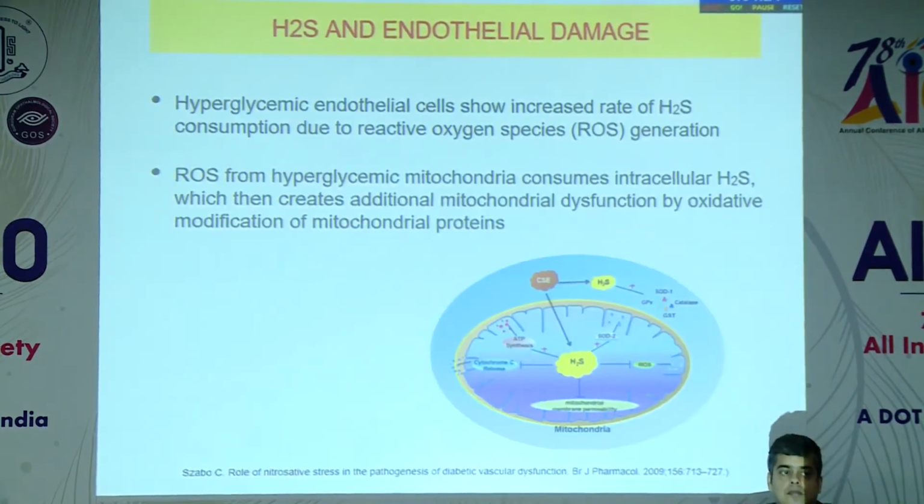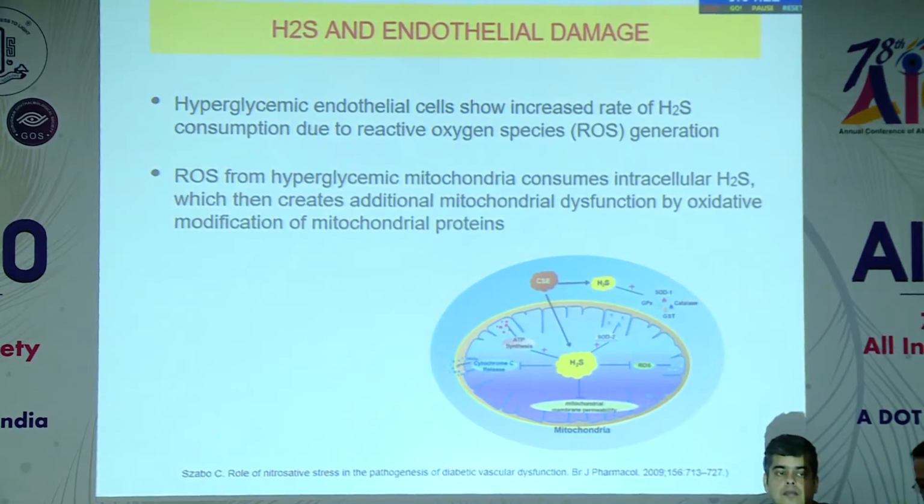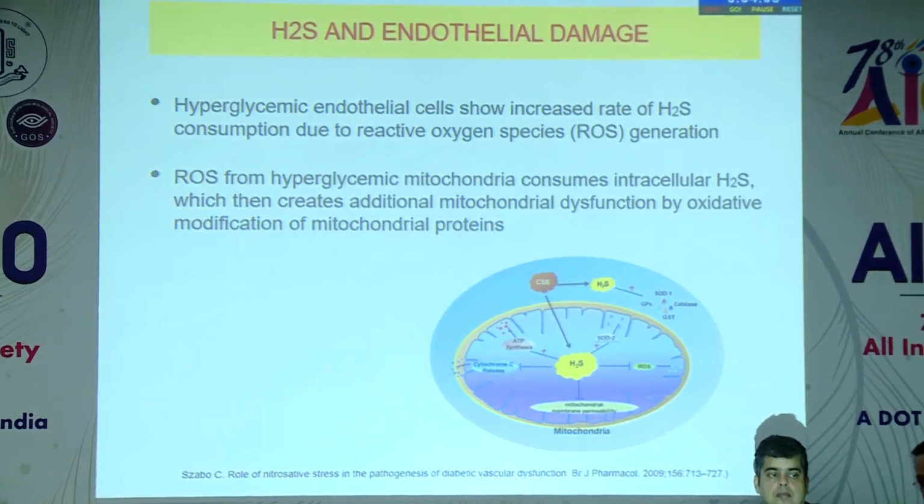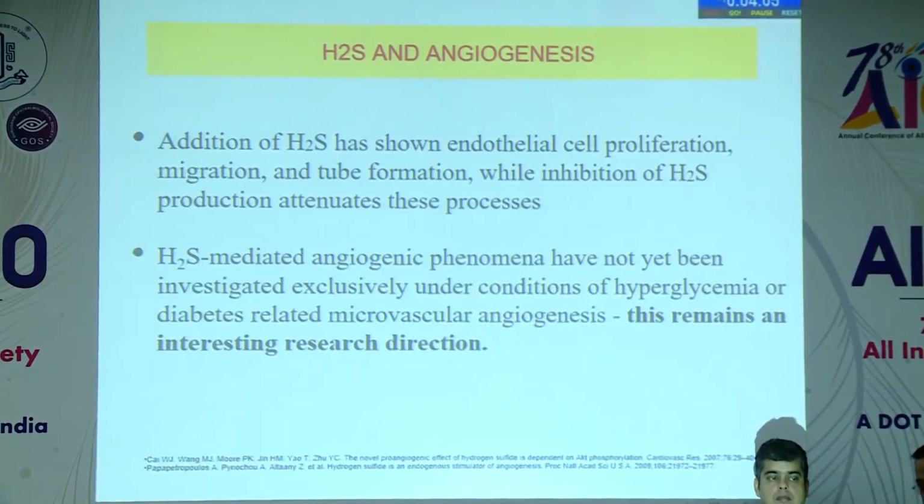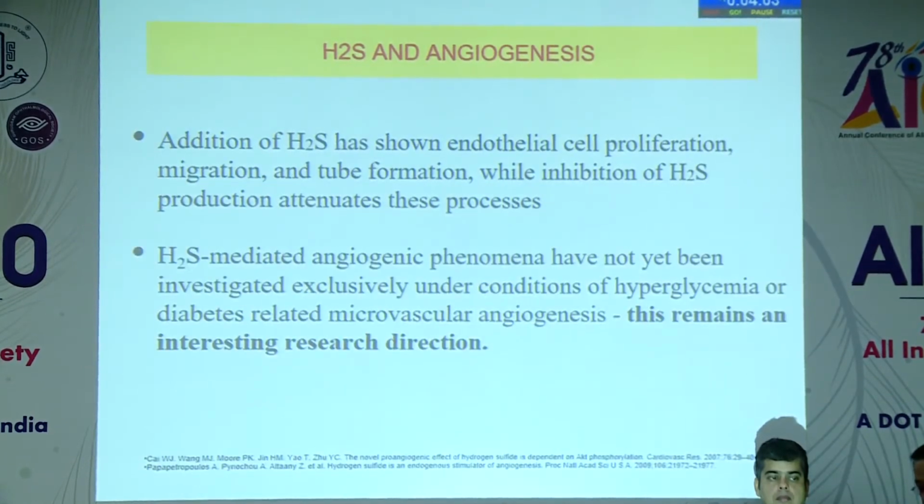Hydrogen sulfide in hyperglycemic endothelial cells shows an increased rate of consumption due to reactive oxygen species generation. ROS from hyperglycemic mitochondria consume intracellular hydrogen sulfide, which then creates additional mitochondrial dysfunction by oxidative modification of the mitochondrial proteins. It is also found to act on angiogenesis.